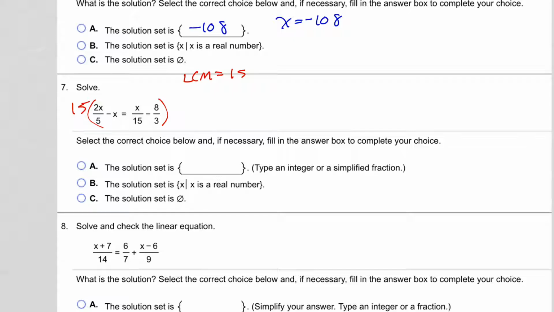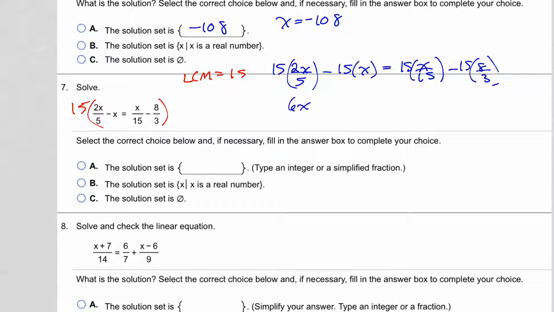And we have 15 times that term, 15 times this term, 15 times this term, and 15 times this term. So here on the left we have 30 divided by 5 is 6. Actually, let me fix that. So 15x. 15's cancel out here. And then we have 15 divided by 3 is 5. 5 times 8 is 40.